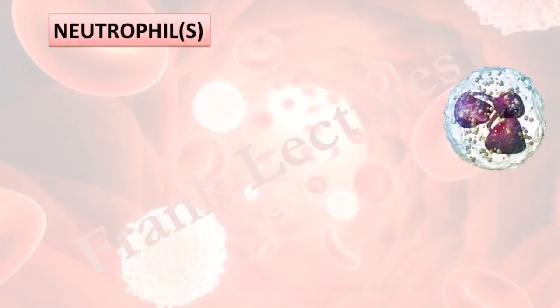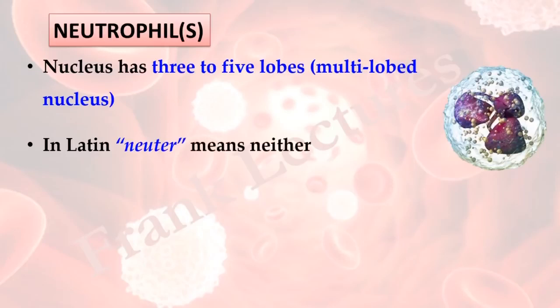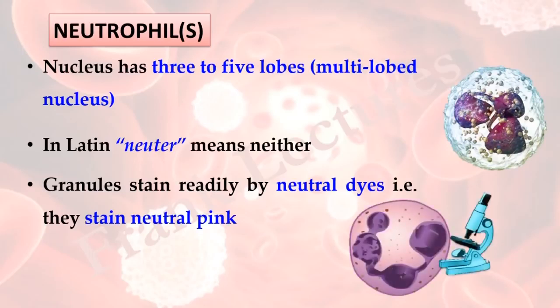Neutrophils. In case of neutrophils, the nucleus has 3 to 5 lobes, so they have a multi-lobed nucleus. Now in Latin, neuter means neither and philein we know means to love. So neither loving, which means the granules of neutrophils are neither acid loving nor base loving. Granules are stained by neutral dyes. They stain neutral pink. And neutral dyes are actually a compound of acid dye and basic dye. Under light microscope, neutrophils look like this.